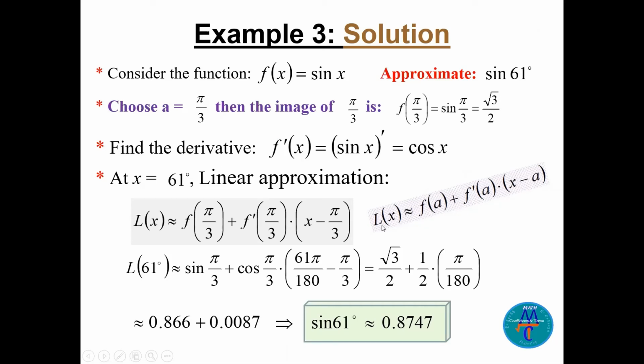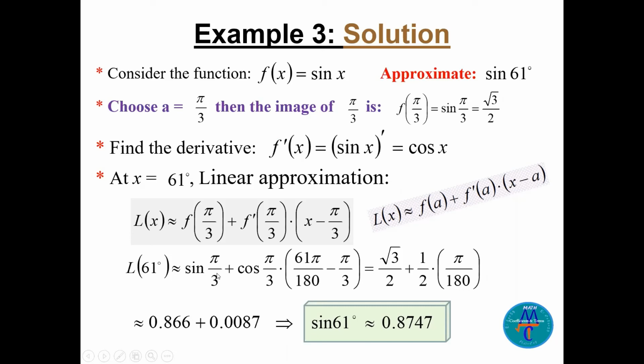Now, this is the linear approximation. Remember, L of x is f of a plus f prime of a times x minus a. So let's put pi over 3 for a: f of pi over 3 plus f prime of pi over 3, times x minus pi over 3. Now x is 61 degrees. We have to convert it to radians. That's a little trick here. So 61 times pi over 180.